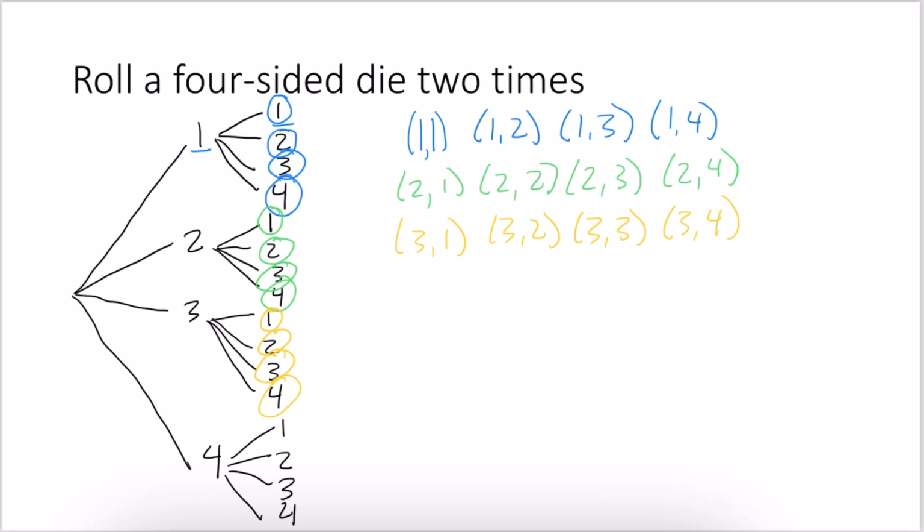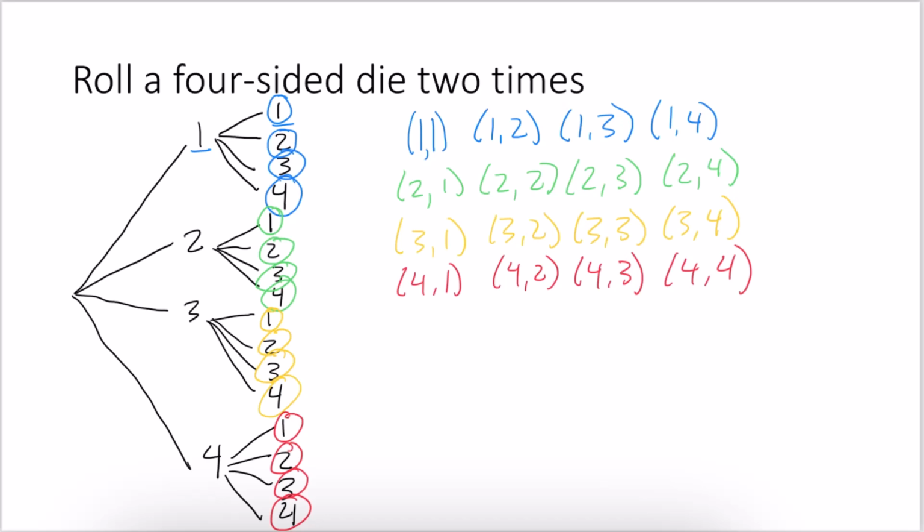And then on this one, we would be getting a 4 and a 1, a 4 and a 2, a 4 and a 3, and a 4 and a 4. And so that would be the list of my sample space. And if you count up the number of ordered pairs I have in that, there's 16 of them.